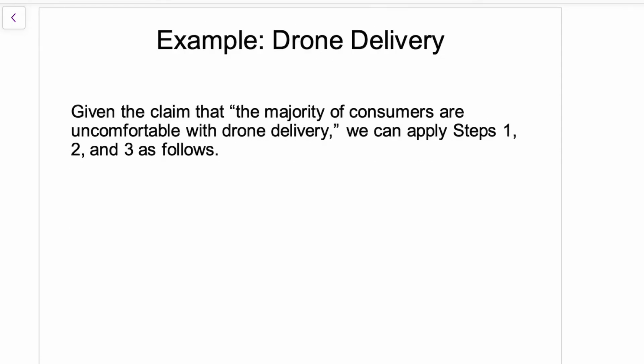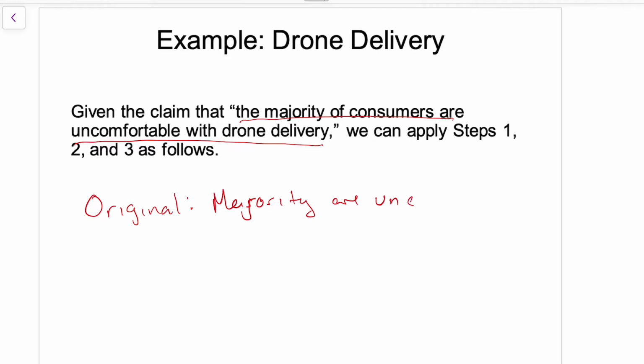Okay, let's go through this first example. We want to use the drone delivery example to set up our hypothesis test. The claim we had was the majority of consumers are uncomfortable with drone delivery. So our original claim is that the majority are uncomfortable. The symbolic way we would write that would be that p is greater than 0.5. That would be the majority.